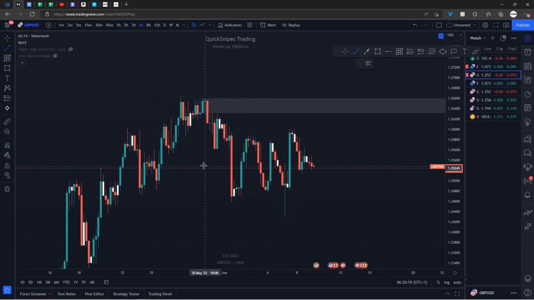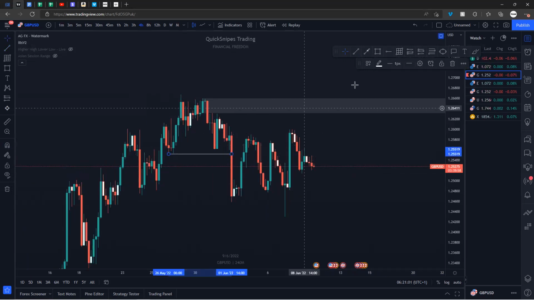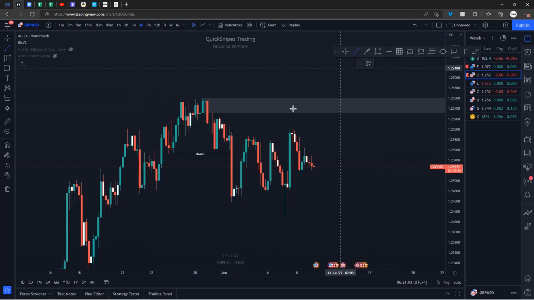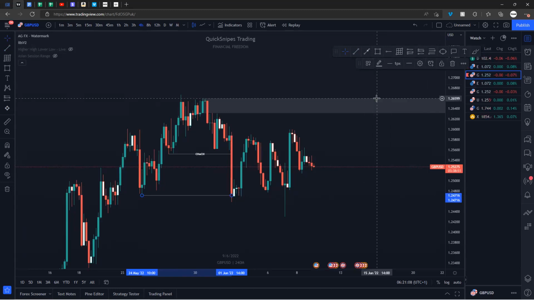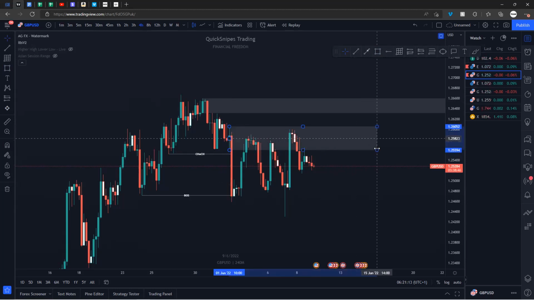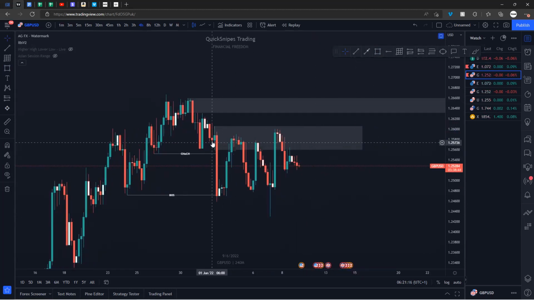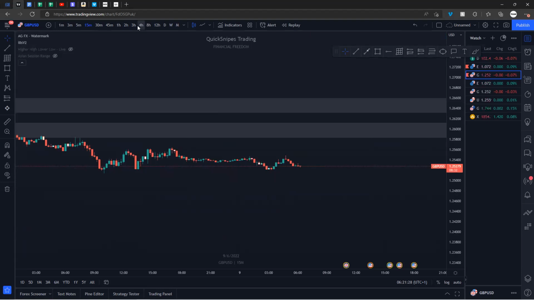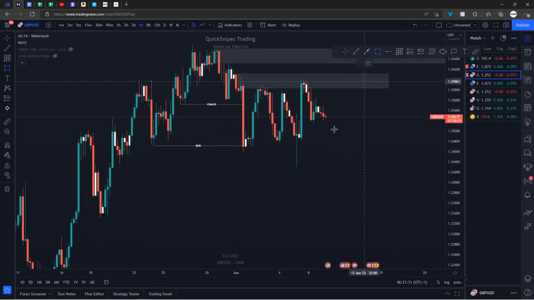This is our change of character. This is our break of structure. And then this was meant to be the supply zone where everything just moves off of. And I feel like it has got to that point now, and we're actually reacting off of this wick over here. And now dropping down to 50. Well, let's look at 4-hour targets first. 4-hour targets would be something in this wick, to be honest.